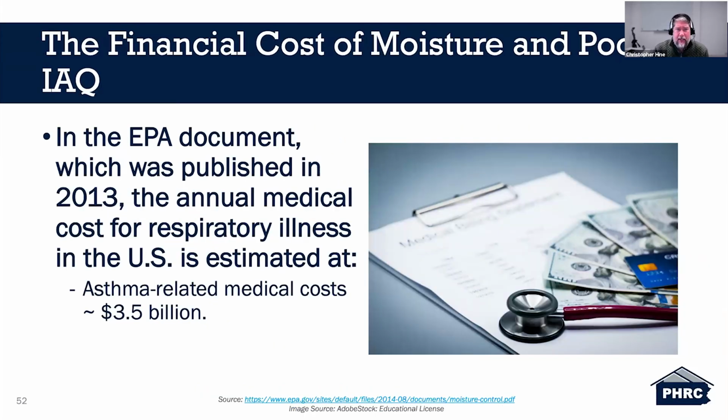In that same EPA document that was published in 2013, the annual medical cost for respiratory illness in the United States is estimated at, for asthma-related medical costs, $3.5 billion. That's a ton of money, right? $3.5 billion for asthma-related medical costs.